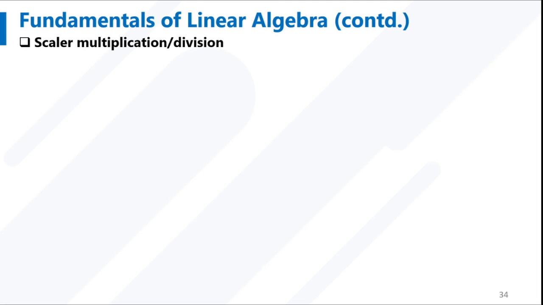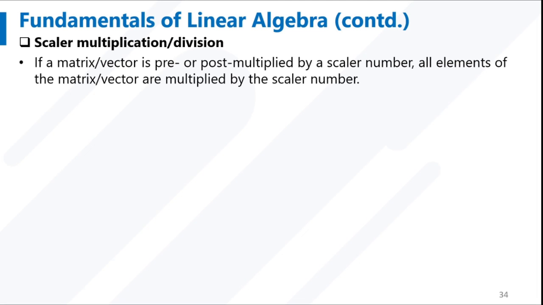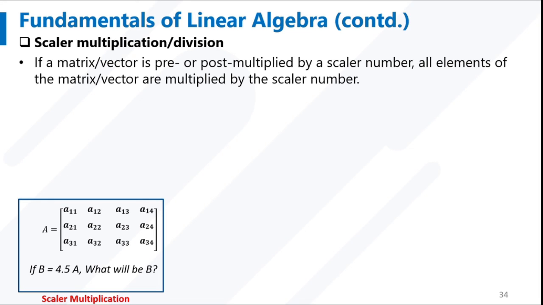Scalar multiplication or division. If a matrix or vector is pre or post multiplied by a scalar number, just a number, all elements of the matrix or vector are multiplied by the scalar number. For example, A is a matrix like this. It's a 3 by 4 matrix.